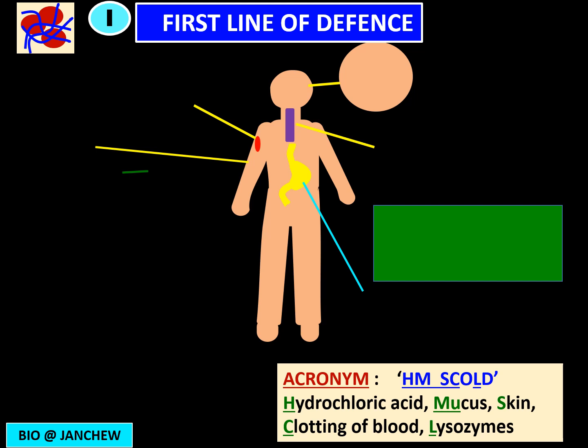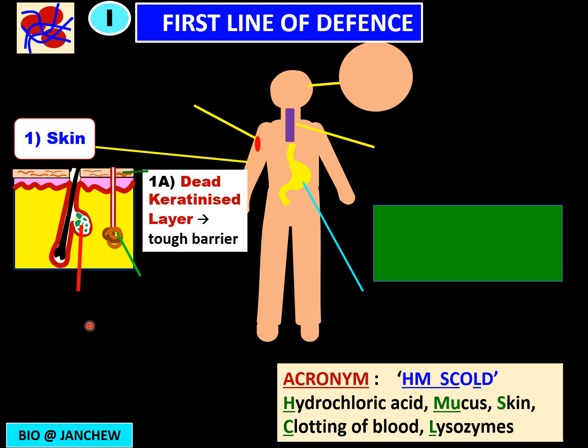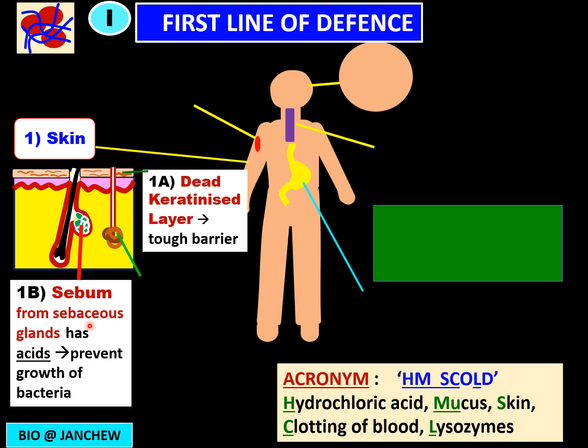So here's a diagram that shows the first line of defense as we have discussed just now. For the skin, we have the dead keratinized layer that forms a tough barrier that's difficult for the microorganisms to penetrate. Then in the skin, there are sebaceous glands that secrete the sebum or oil that has acids in it. And this makes the skin acidic. The pH of the skin is very low, for example, pH 5, and this acidic condition prevents the growth of bacteria.